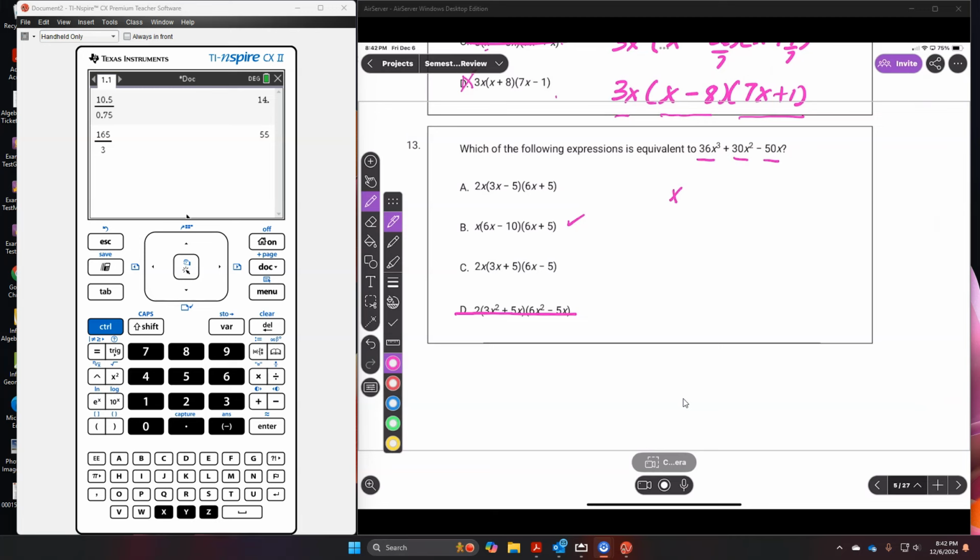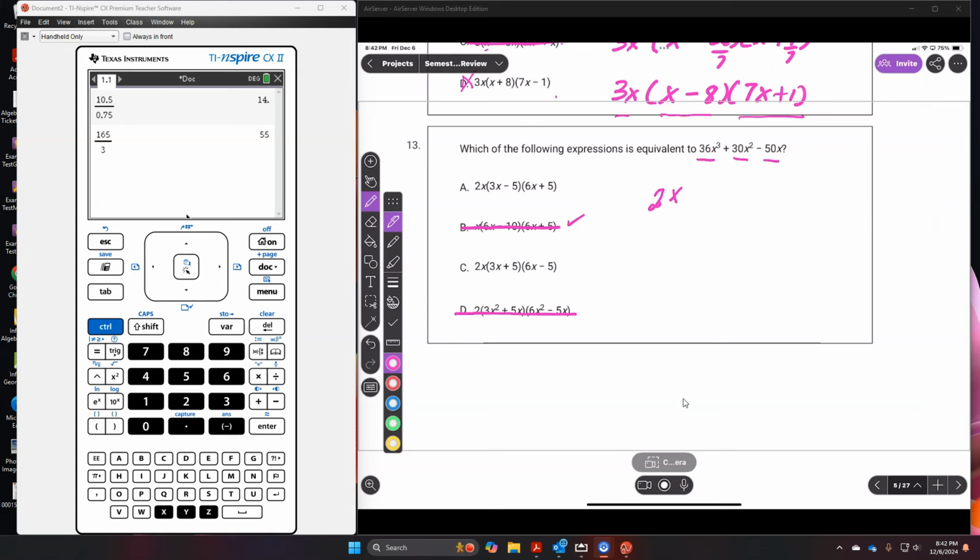I got to check, is 36 divisible by 2? And the answer is yes. Is 30 divisible by 2? The answer is yes. Is 50 divisible by 2? The answer is yes. When I say divisible, that means you can divide by 2. 36 divided by 2 is 18. 30 divided by 2 is 15. And 50 divided by 2 is 25. So you factor the 2. Well, that tells you that B is gone. So now it's between A or C.